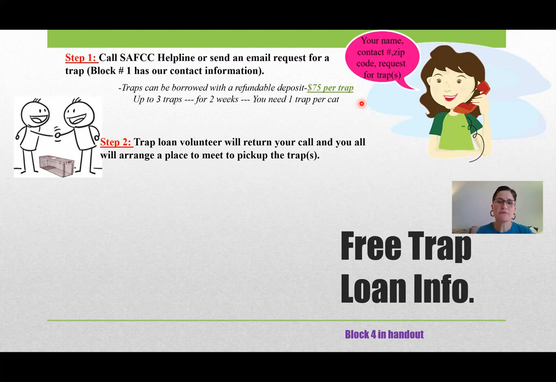All right, so step 2. After you call us or leave us an email, you give us your information, someone's going to call you back. So your trap loan volunteer will return your call, and you all will arrange a place to meet and pick up the trap. So whether it be at the parking lot of an HEB or the parking lot of your local police precinct, wherever it is that you feel safe, you and that person will agree on that location. And that's why we ask for your zip code, because again, everyone in this organization is a volunteer, including our trap loan volunteers. So we're going to try to match you up with a volunteer that's already closest to where you live. So it's kind of convenient for both of you all.